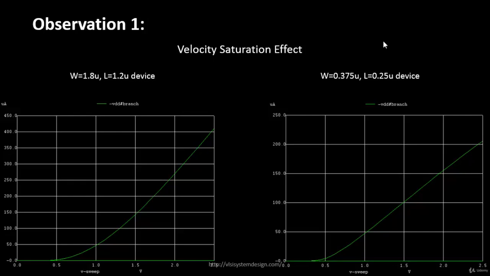Hello everyone. We came up with some ID versus VGS simulations. We did the drain current versus gate voltage simulations at a constant voltage of VDS. And these were the curves that we achieved for 1.2 micron device and for 0.25 micron device.